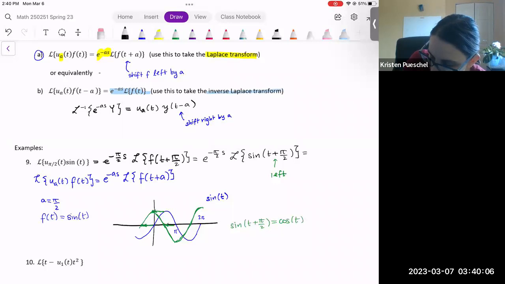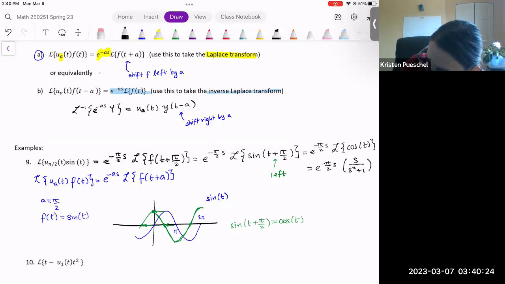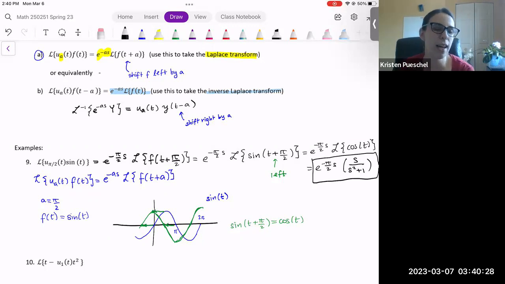And so that means that we can write this as e to the negative pi over 2s times the Laplace transform of the cosine function, or e to the negative pi over 2s times s over s squared plus 1. Okay. If it was a function we didn't recognize, we would have to go to the definition in order to go forward, or yeah, we might be out of luck.